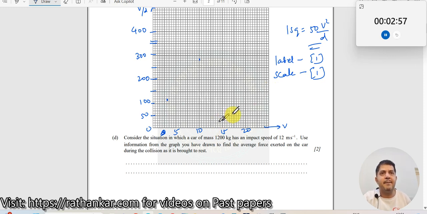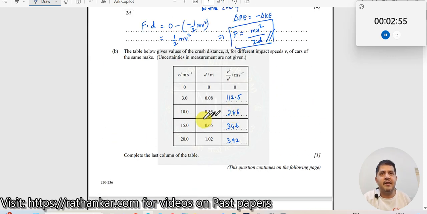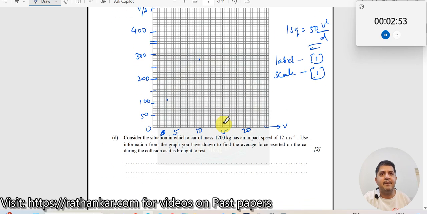280 would be here. And then the next one is 15, 346. 15 is here. Then 346, so 300 is here, 346 here. Somewhere closer to 350 should be your answer. Somewhere I'll put it over here, 350 over here.